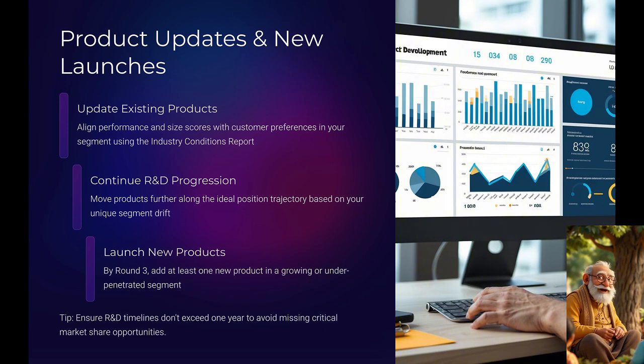Add a new product if you haven't already. By Round 3, you should have launched at least one new product in a growing or underpenetrated segment. For example, a product launched with 13.4 and 13.2 coordinates in size and performance would place it well in the traditional or low-end segment. Why is this important? Because we follow a broad differentiation strategy, we aim to compete across all segments with superior quality and presence. Adding new products early helps you double sales and profit in future rounds.